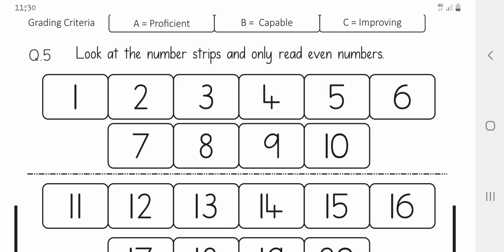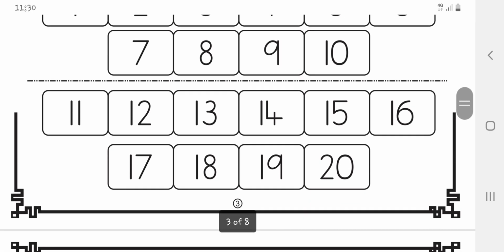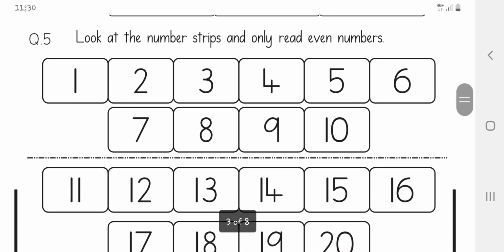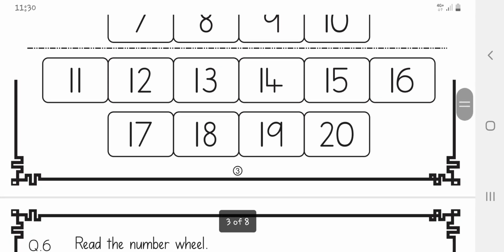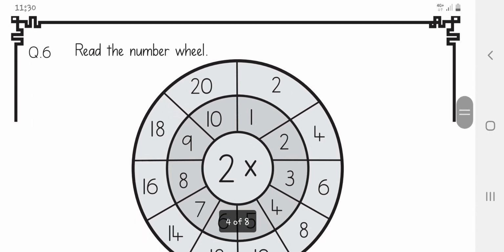So question number 5, remember this part is oral. Look at the number strips and only read even numbers. So they are not supposed to read all the numbers. They will just look at the strip, read the numbers in their head, and then read out the even numbers. So they will read 2, 4, 6, 8, and 10. The second number strip is also for even numbers. So 12, 14, 16, 18, and 20. They can only do it when they know the concept of even and odd.